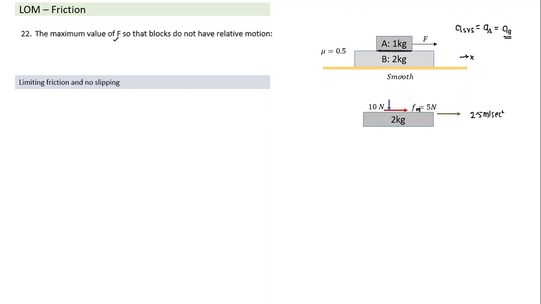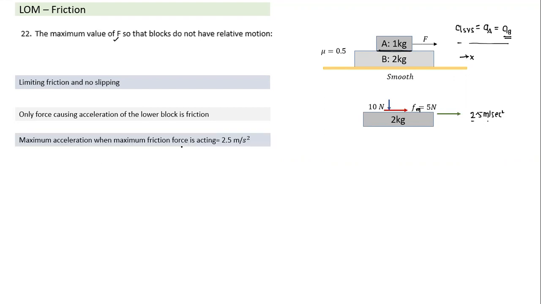And B cannot have more than it. So this is the maximum acceleration of B. Hence, the system's maximum acceleration also should be equal to 2.5 meter per second square. Then only they move together. The only force that causes acceleration is friction. Maximum acceleration when maximum friction force is acting is 2.5 meter per second square. The system also should have the same acceleration of 2.5. Now I calculate system acceleration. What is system acceleration? System acceleration will be F by 3.